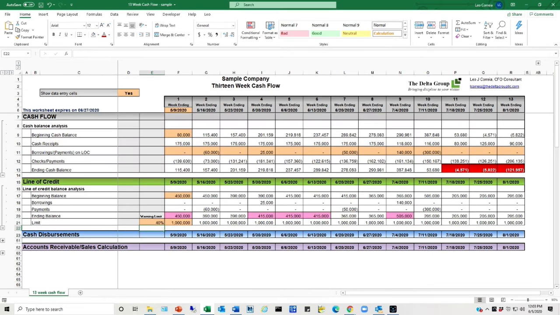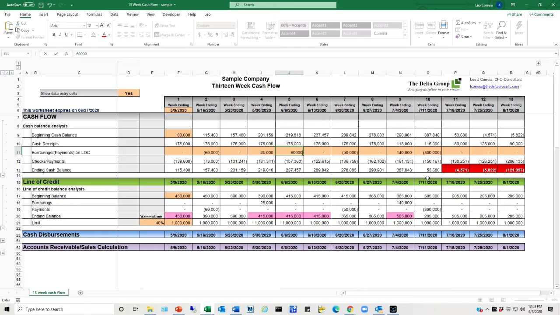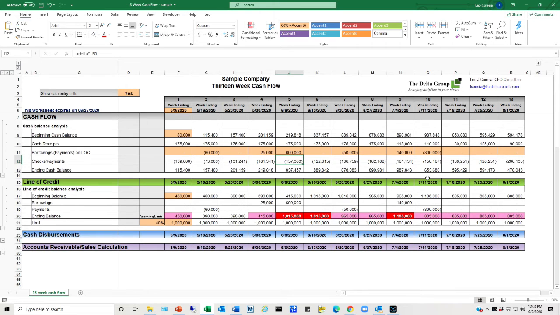Also, if I try to borrow an amount that exceeds the credit line limit, for example, in week 5, I will borrow $600,000, then the weeks that go over the limit immediately turn red. We build these features in to make it easy to analyze, rather than scanning each week to see if your line balance is getting too high. Let Excel identify this for you so you can save time and reduce the chance of errors.